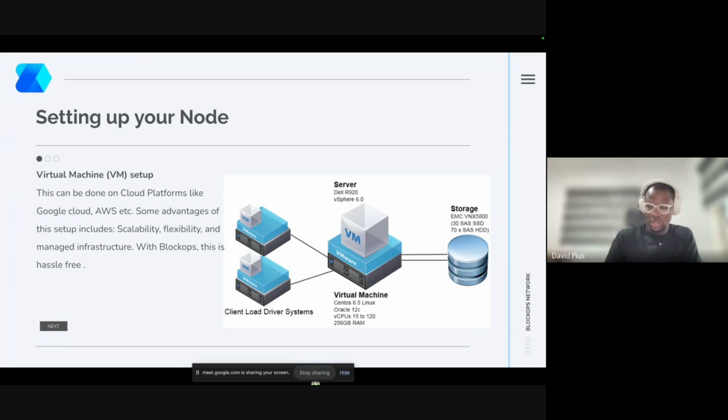So you have a virtual machine. This is also one way to set up your node.